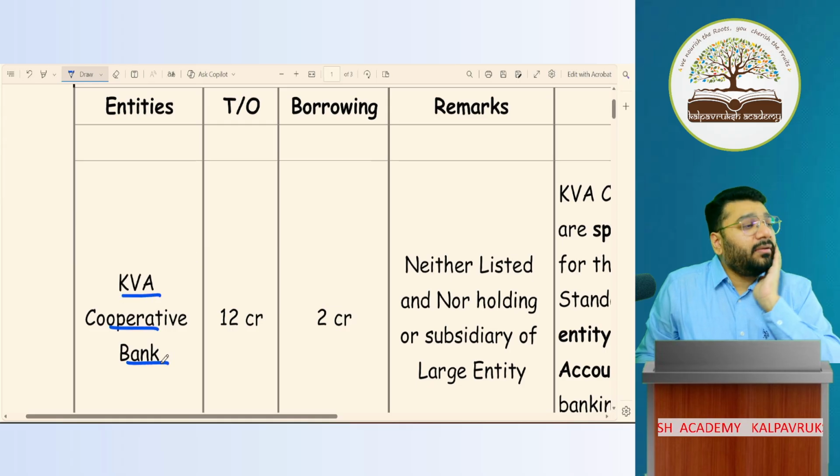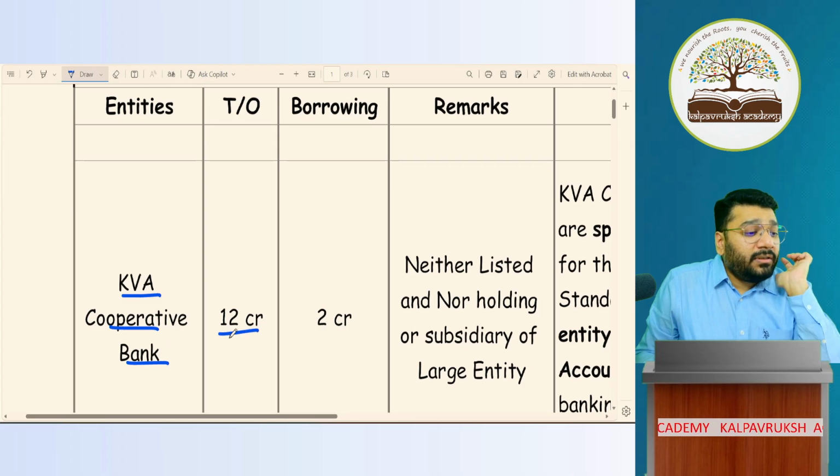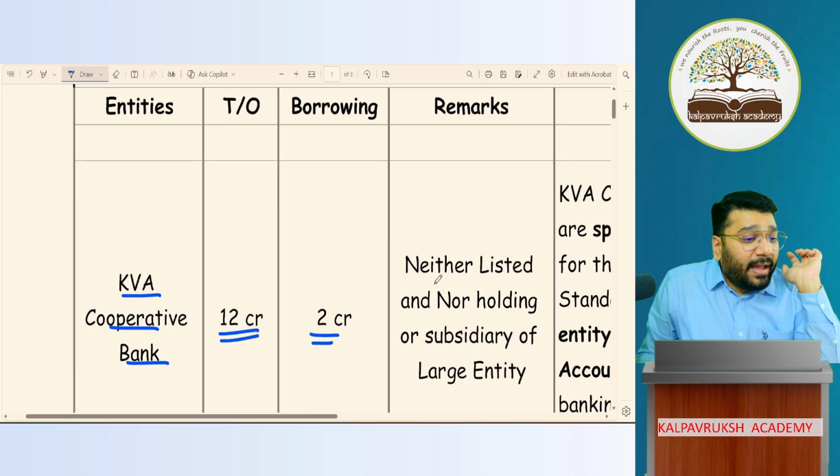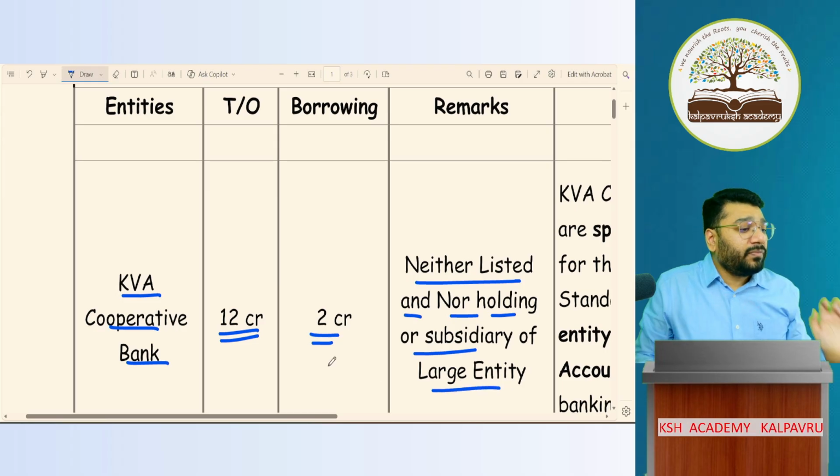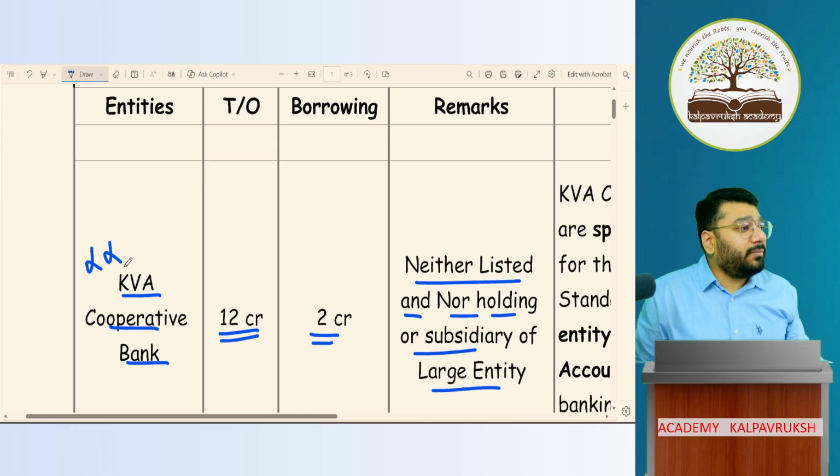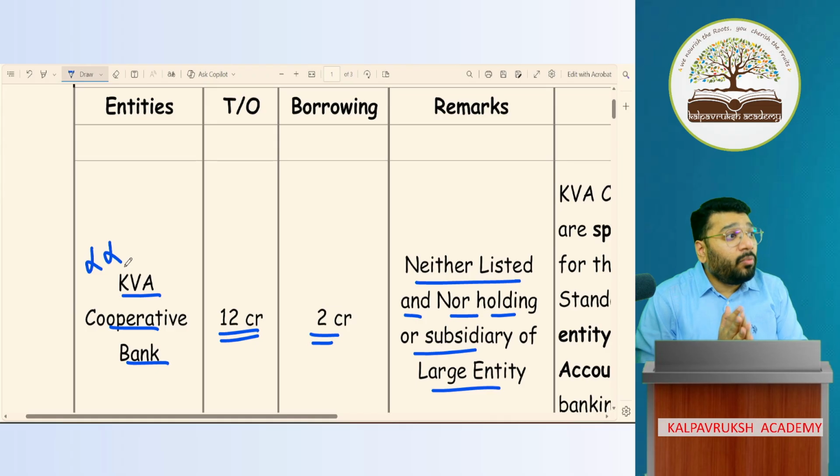KVA Cooperative Bank. Turnover 12 crore. Borrowing 2 crore. KVA Cooperative Bank is neither listed nor the holding or subsidiary of a large entity. So it is neither holding nor subsidiary of a large entity. Who am I? Large entity. What are you saying?